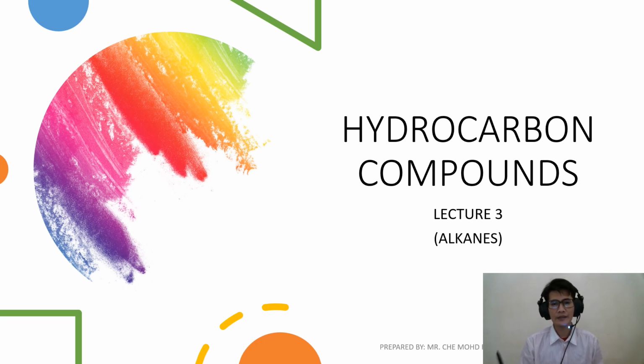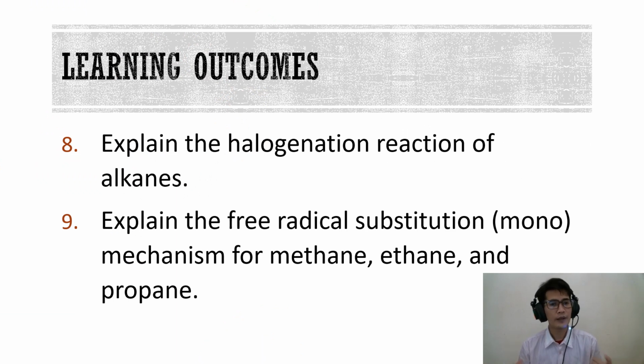Okay, and actually this is the last part for the alkenes because for lecture 4 we are going to learn about the alkenes. Alright, so in this lecture we have only two learning outcomes that we want to achieve. The first learning outcome is to explain the halogenation reaction of the alkenes. So in this learning outcome, you need to know how to write the reaction equation, and also you need to know how to predict the product from the halogenation reaction of the alkene.